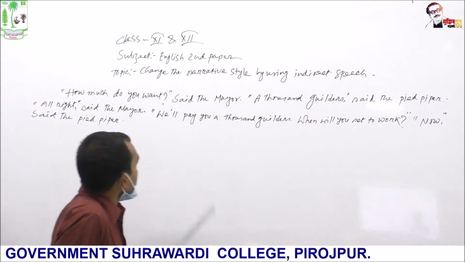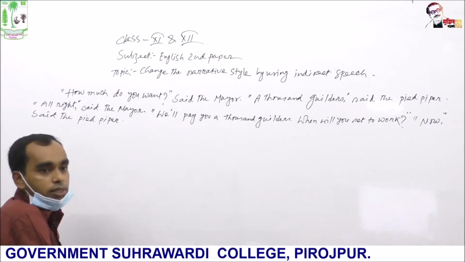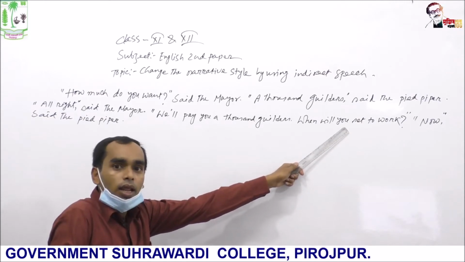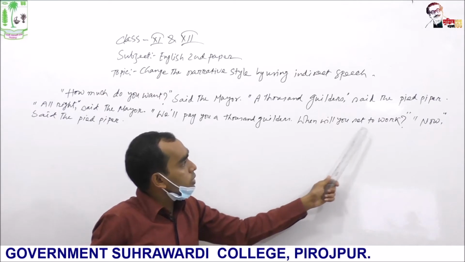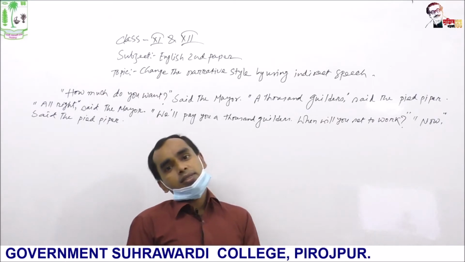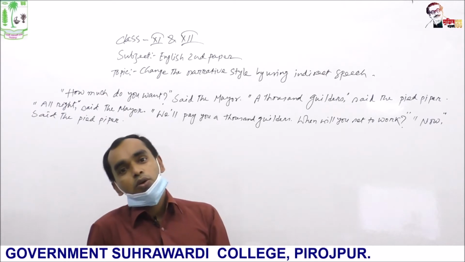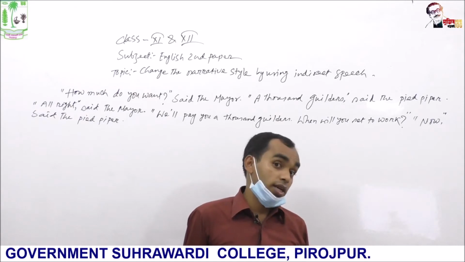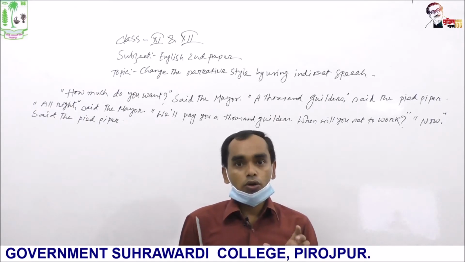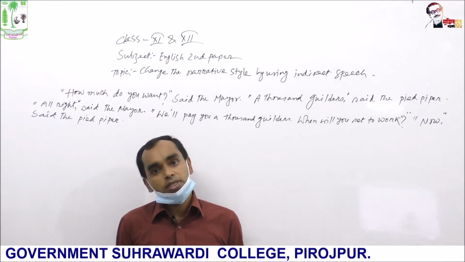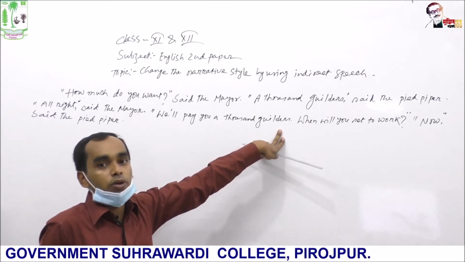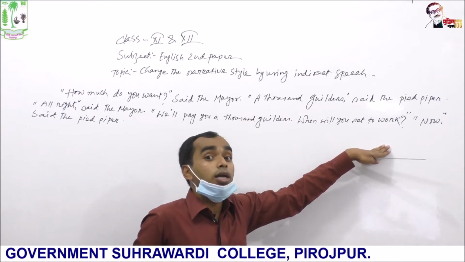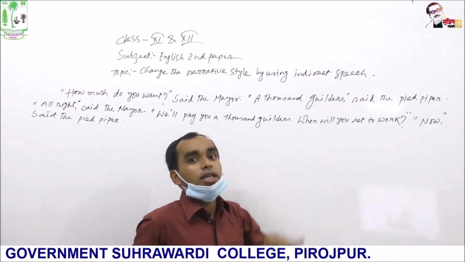Now another sentence. "We will pay you 1,000 guilders." The sentence is complete here, but another sentence has been given within a single quotation mark. And what is that sentence? "When will you set to work?" As both sentences are within a single quotation mark, both have been uttered by a single speaker. The speaker is not given here, but according to the chronology of the sentences, we can easily understand that the speaker of both sentences is the mayor. Understand? But you have to identify this in order to change this speech into indirect.